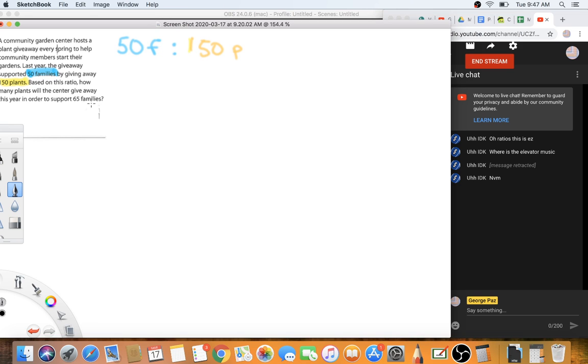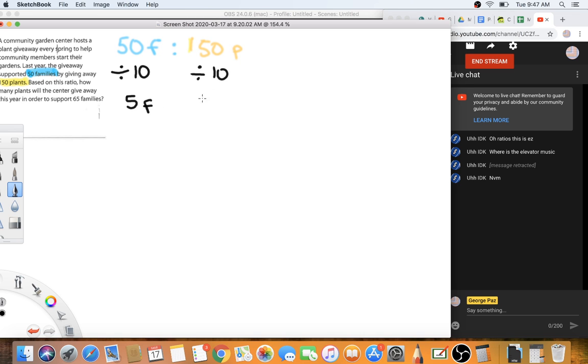To get to 65, we can probably get there by finding how much 5 families are. Because if we multiply by 5, you should know that a number that ends with 5 can be divided or multiplied by 5. So let's make this 50 into a 5. The way to do that is dividing it. We're going to divide it by a number to make it equal 5. 50 divided by 10 should give us 5.